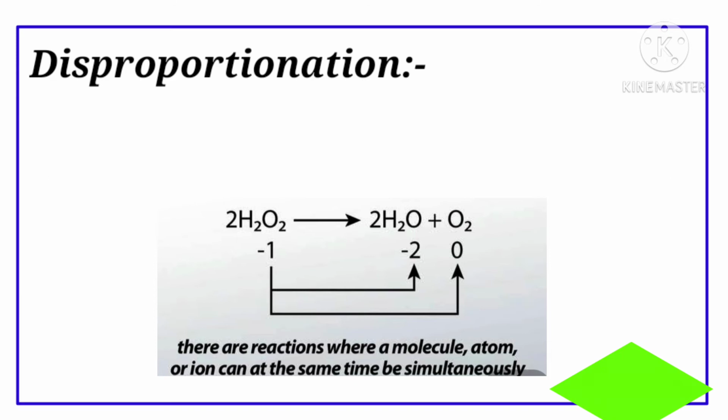2H2O2 gives rise to H2O plus O2. In this, the oxidation state of oxygen in H2O2 is -1, in H2O it is -2, and in O2 it is 0. The reactant is in the -1 oxidation state. H2O2 oxidizes to form O2 and H2O2 reduces to form H2O. It is a disproportionation reaction.